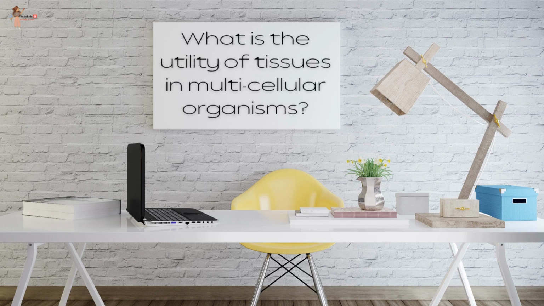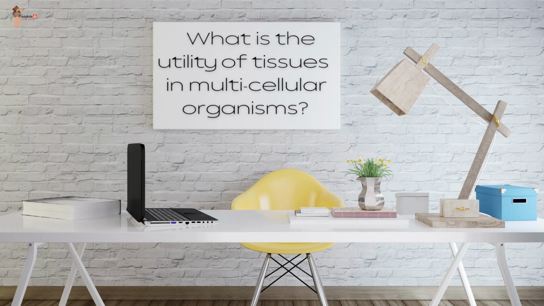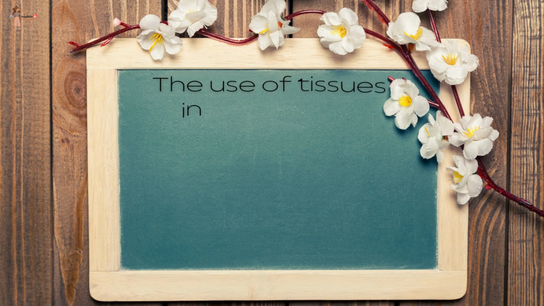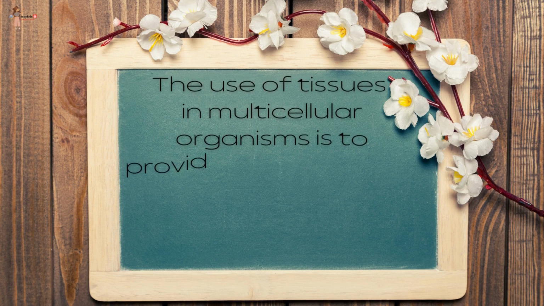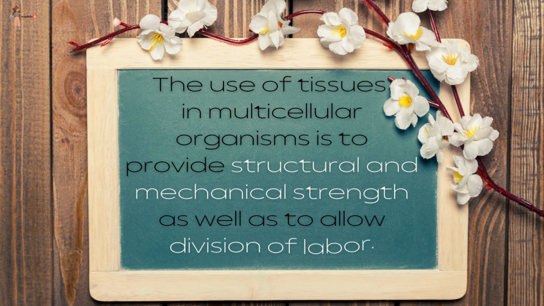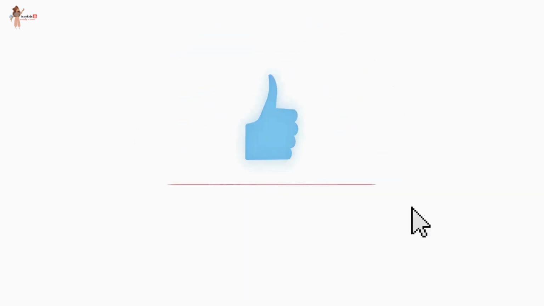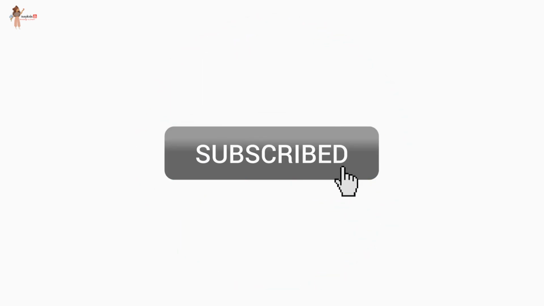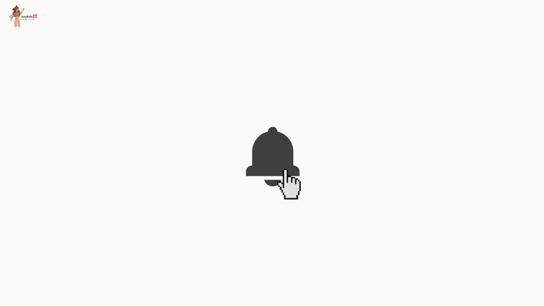What is the utility of tissues in multicellular organisms? The use of tissues in multicellular organisms is to provide structural and mechanical strength, as well as to allow division of labor.